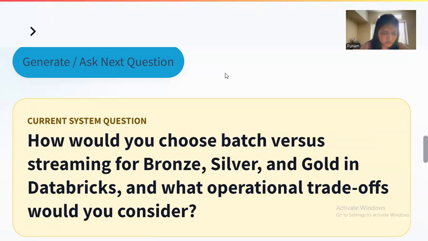How would you choose batch versus streaming for bronze, silver, and gold in Databricks, and what operational trade-offs would you consider? I don't have much knowledge about the streaming of all this, so I will read on this. Okay, no problem. Let's get to the next one.